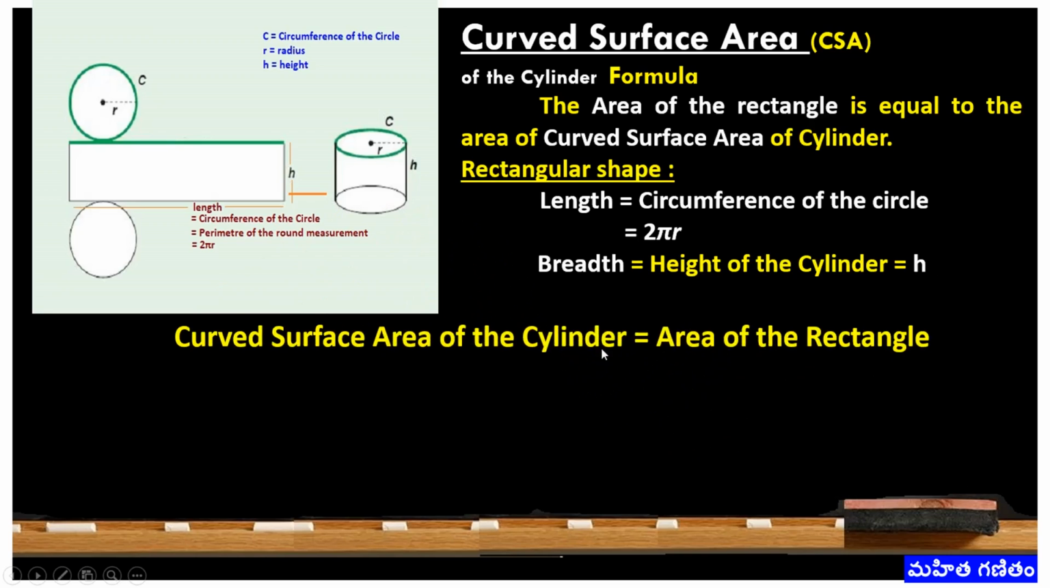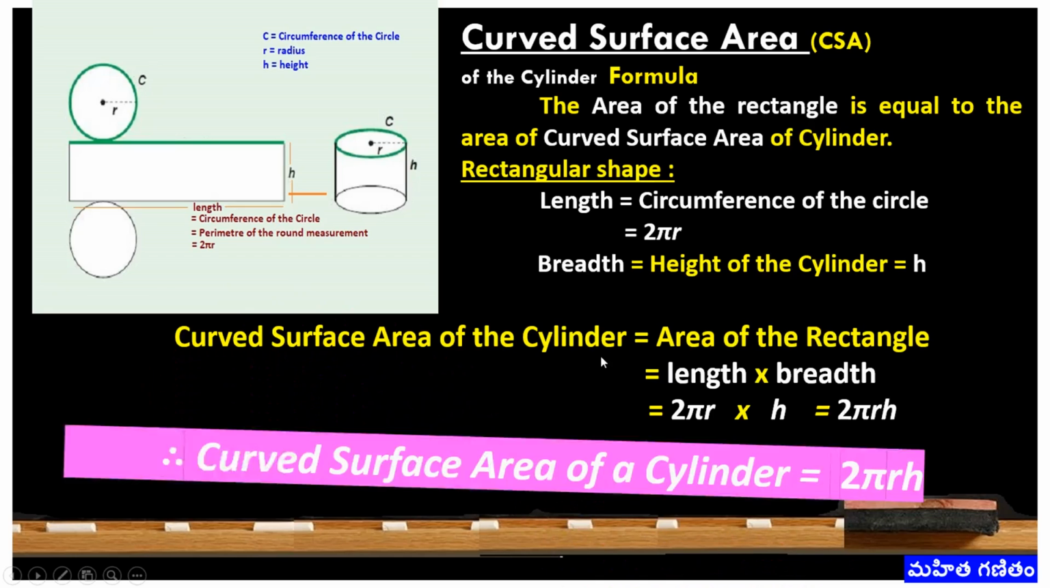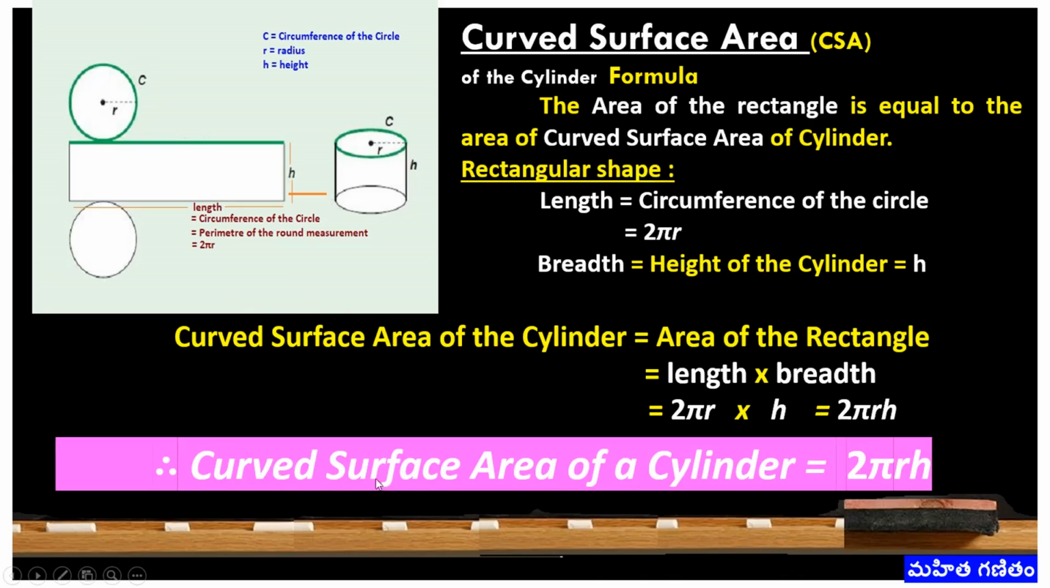Curved surface area of the cylinder is equal to the area of the rectangle. What is the formula for finding the area of a rectangle? Length into breadth. What is the length? 2 pi r. What is the breadth? h. That is 2 pi r h. This is the formula for finding the curved surface area of the cylinder. Therefore, curved surface area of a cylinder is 2 pi r h.